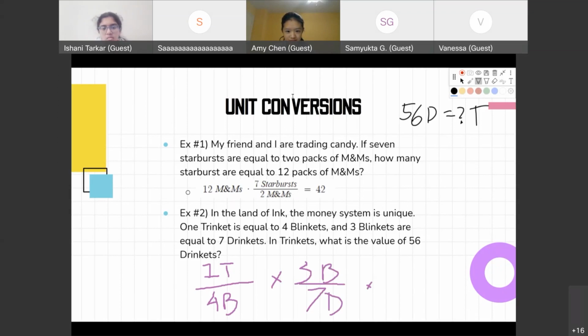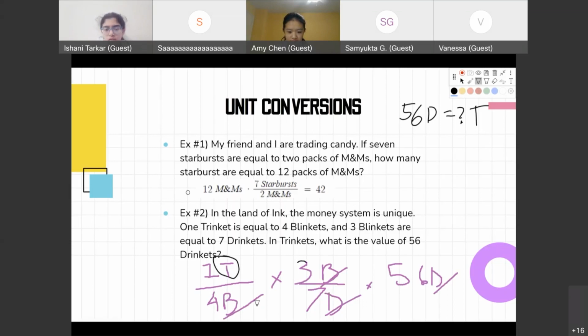56 trinkets, right? So we want the 56 trinkets to be erased, essentially. We want them to cancel out. So we put it in the numerator rather than the denominator. So the D's cancel out, then the B's cancel out, and then we're left with the only unit, which is T, or trinkets, right?